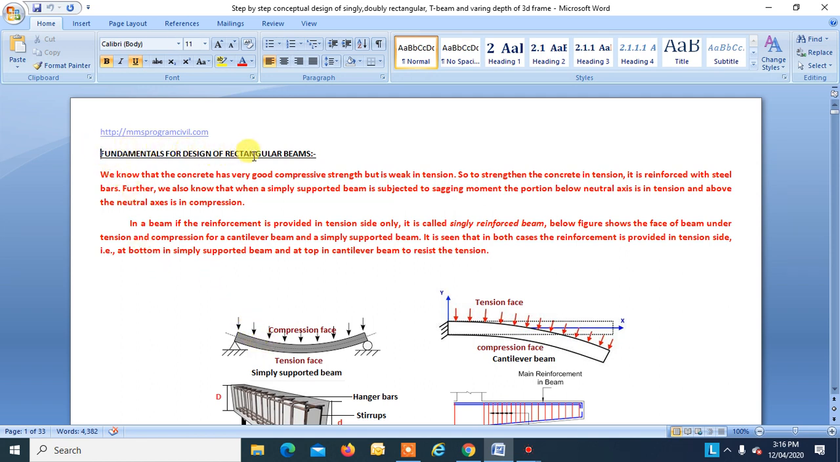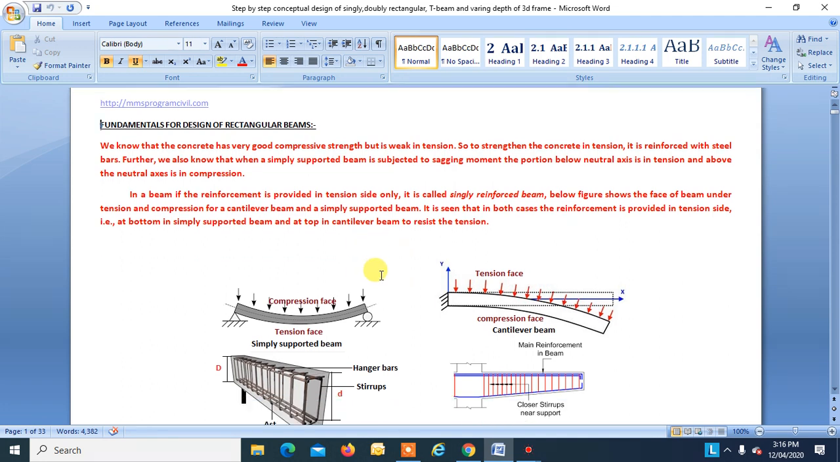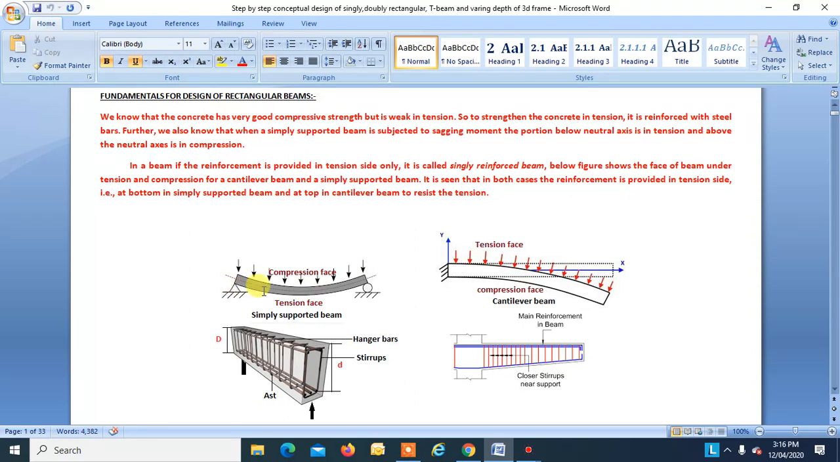Fundamentals for design of rectangular beam. I will try to make a brief regarding the basics. When a simply supported beam is loaded from top, it will undergo sagging. When a cantilever beam is loaded from top, it will go under hogging, right? In case of sagging, the tension is at bottom and compression is at top. And in hogging, compression is at bottom and tension is at top.